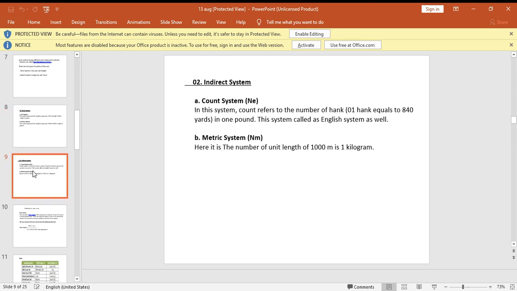And the indirect system has two: the count system and the metric system. In the count system, one hank equals 840 yards in 1 pound. This system is also called the English system, so the abbreviation is capital Ne for the English system. In the metric system, the abbreviation is capital N, small m, and it is the number of unit lengths of 1,000 meters in 1 kilogram.